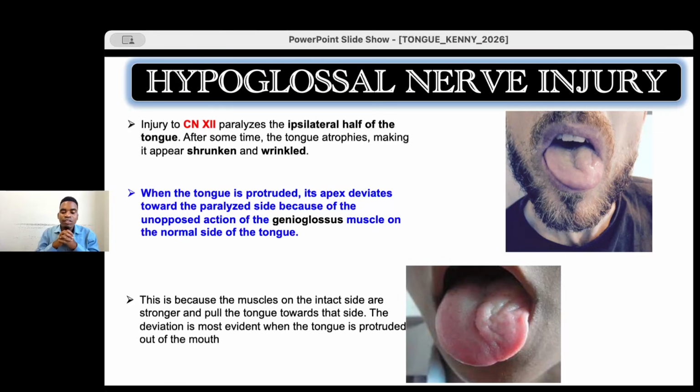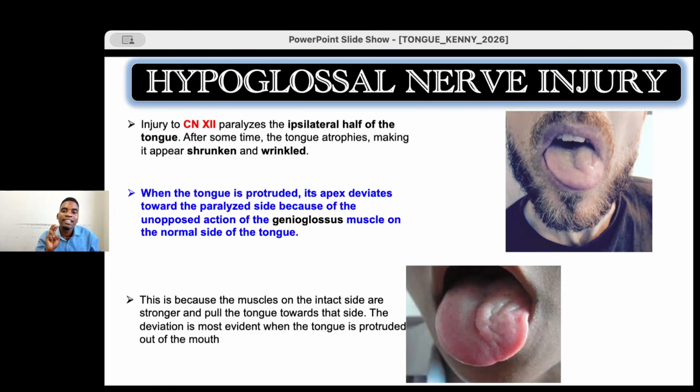Now, because of this atrophy also, the tongue is going to deviate to the same side of the lesion. I have a lesion on the left side, for example. I will have shrunken, wrinkled atrophy on the left side of the tongue, and also the tongue will deviate to the left side. And this deviation becomes clinically evident when you ask the patient to protrude the tongue. I told you, genioglossus is very important clinically because it is the one that protrudes the tongue.